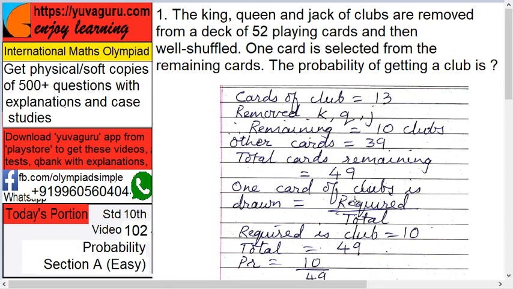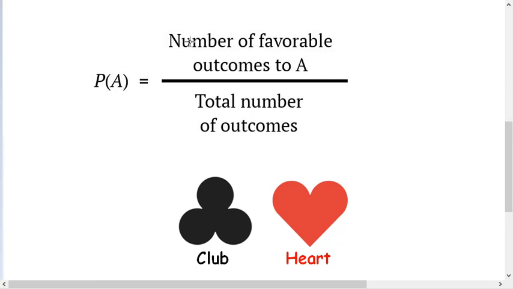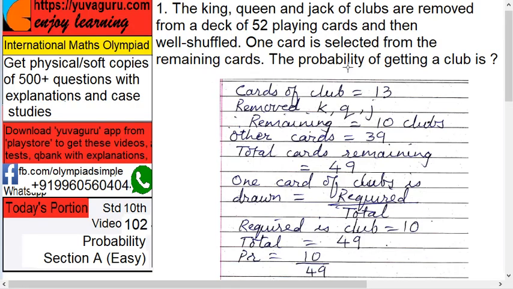So formula for probability is what? Required upon total, right? So we have separate names for them. Somebody calls it required upon sample space. In books it is given like this: number of favorable outcomes for event A, and upon total number of outcomes. So in simple words I always use required upon total.